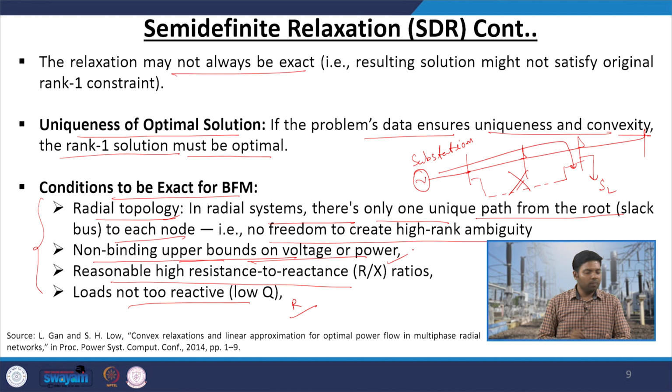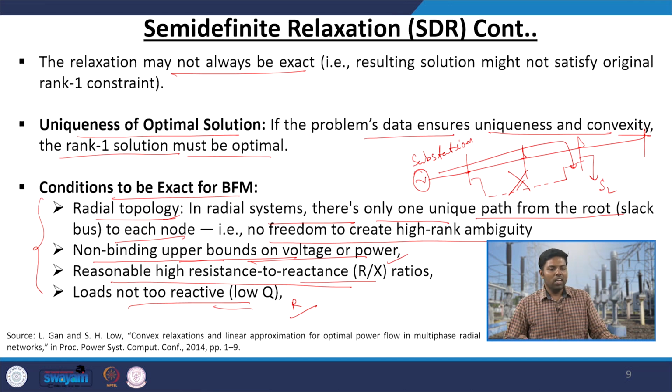So, this is true. Even your R by X ratio is obviously high for a distribution network, and the loads are generally active power dominated loads. We always want the load to consume more active power or run at a very high power factor, close to 1, or 0.9 or 0.95. That means your reactive power requirement is very small. So, if these 4 conditions, which are generally also physically true, hold, your SDP relaxation is always tight and exact.